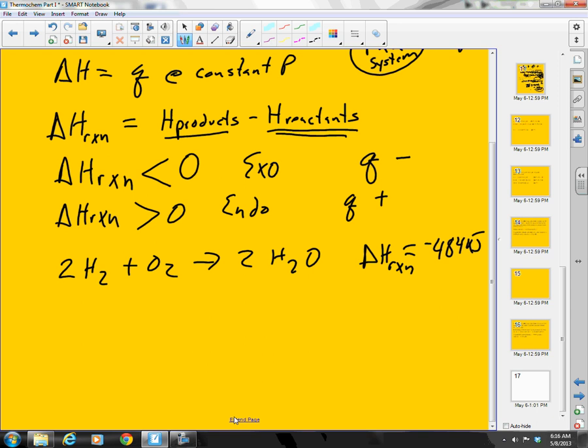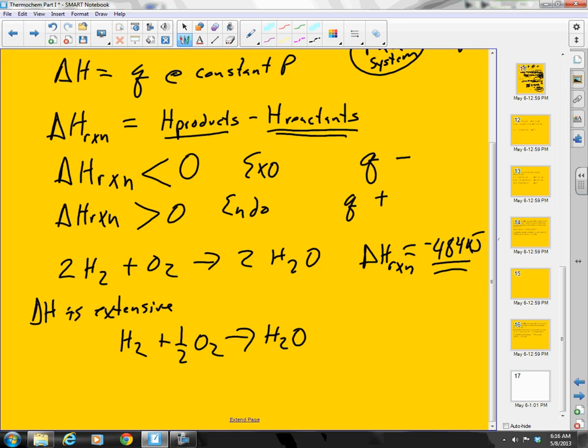So we said that delta H, we have to be careful. Delta H is extensive, meaning the number of moles matters, the amount matters. So if I only have 1 H2 plus 1/2 O2 going to 1 H2O, it would not be negative 484. In fact, since the moles of hydrogen and the moles of oxygen are cut in half, for this specific reaction, delta H would be negative 242 kilojoules.